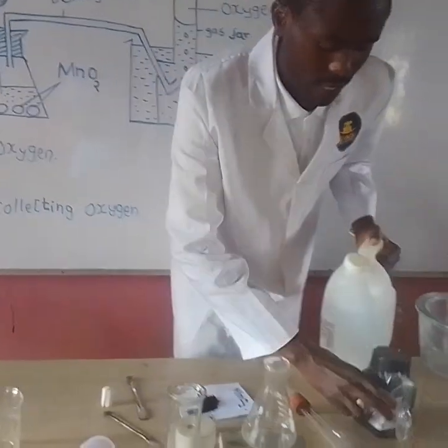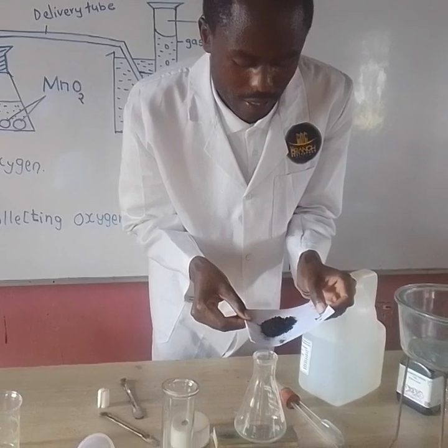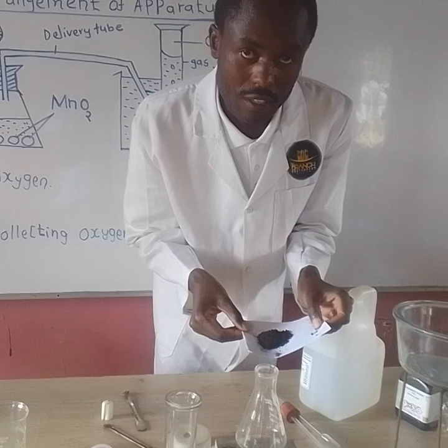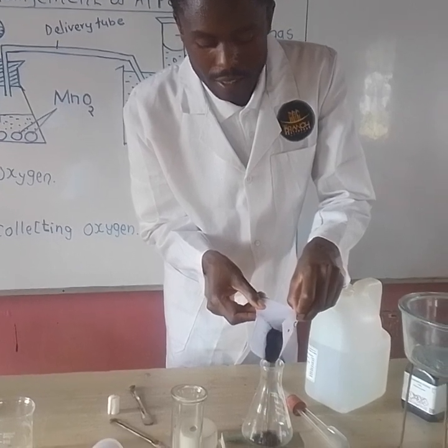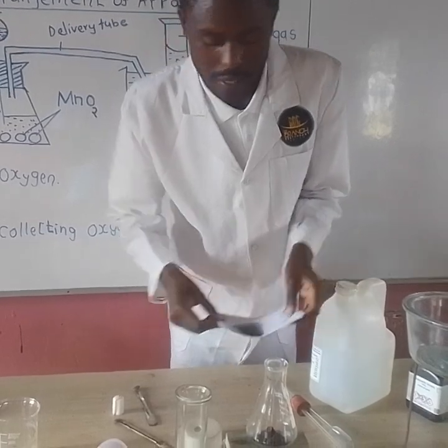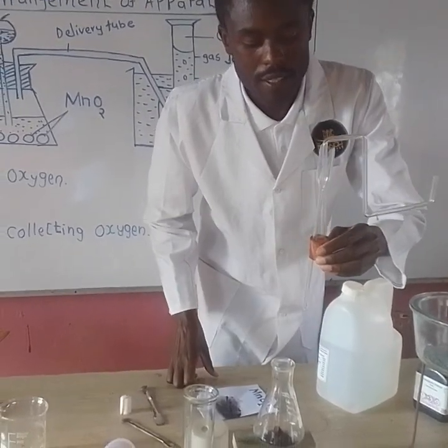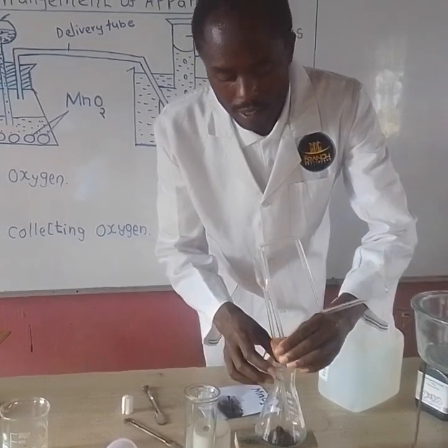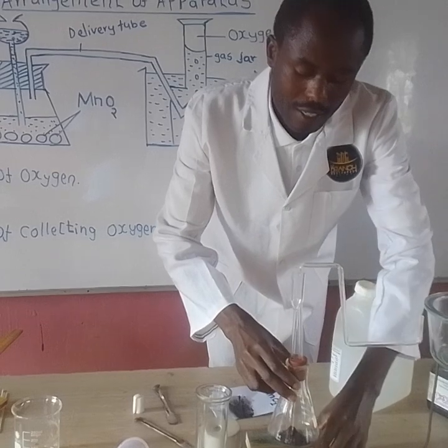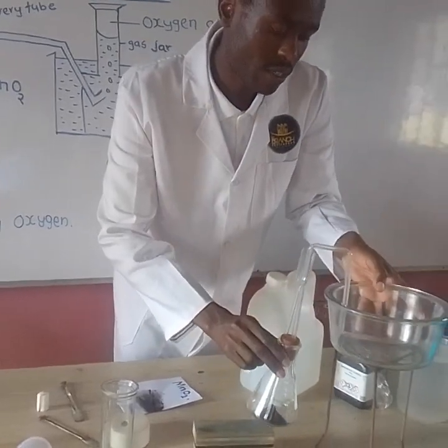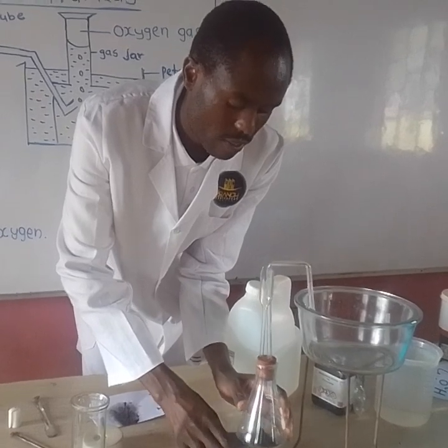So procedure number one, I'm going to pour or transfer this solid, manganese(IV) oxide, a black solid. I transfer the whole of it into this conical flask like this. Then after that, I'm going now to fix the delivery tube plus the thistle funnel on a cork like this. I fix it and ensure that no air or gas will escape from inside. Then I put it on the petri dish like this.